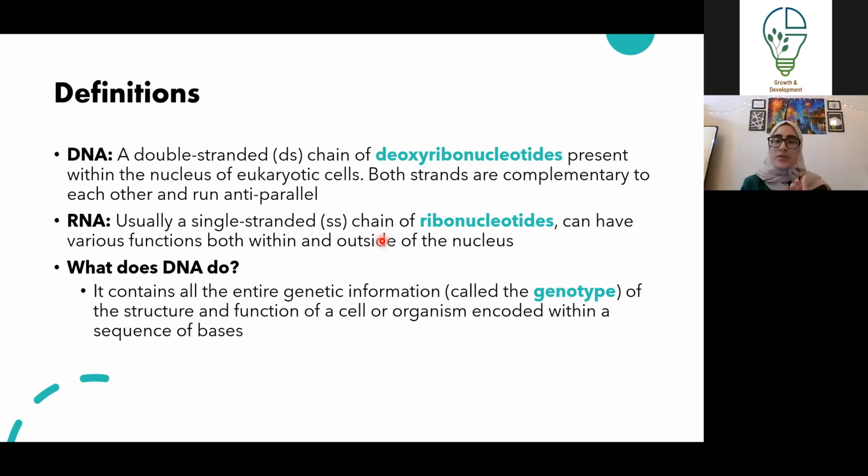And this is known as the genotype. The genetic makeup of an organism or the genetic makeup of a cell is known as its genotype. And all of this genotype, this entire genotype that makes up the cell or the organism, is all encoded within these two strands of the DNA molecule.